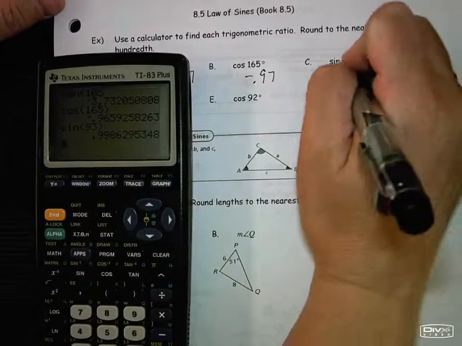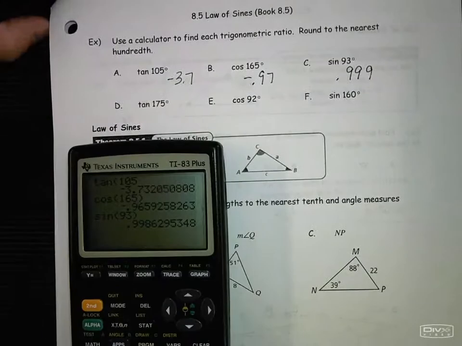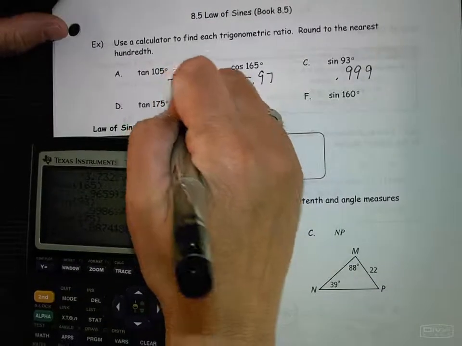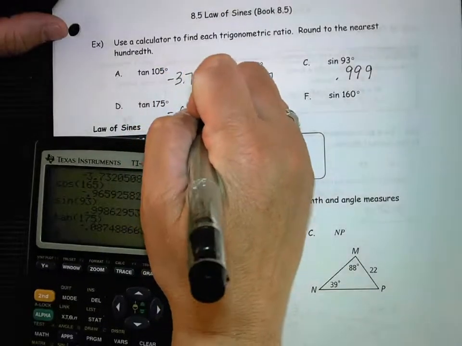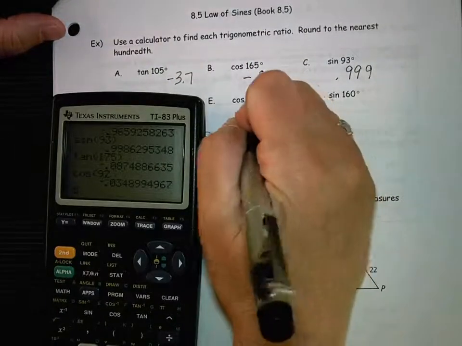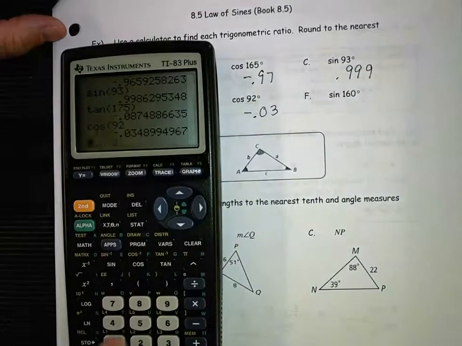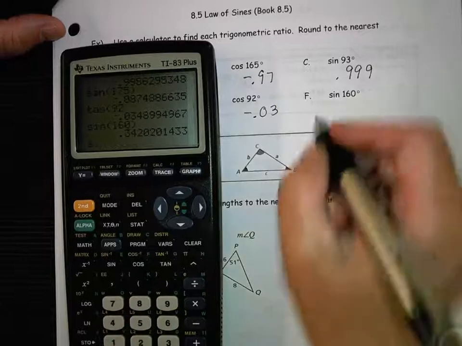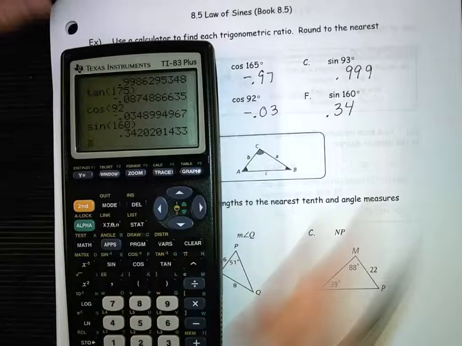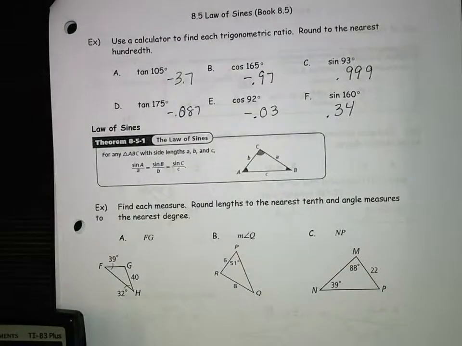will be 0.999, let's call it. Tangent of 175 is negative 0.087. Cosine of 92, negative 0.03. And sine of 160 is 0.34. And technically, all of those are supposed to be to the hundredths place, so we should have the second decimal place. That one I did a few more.